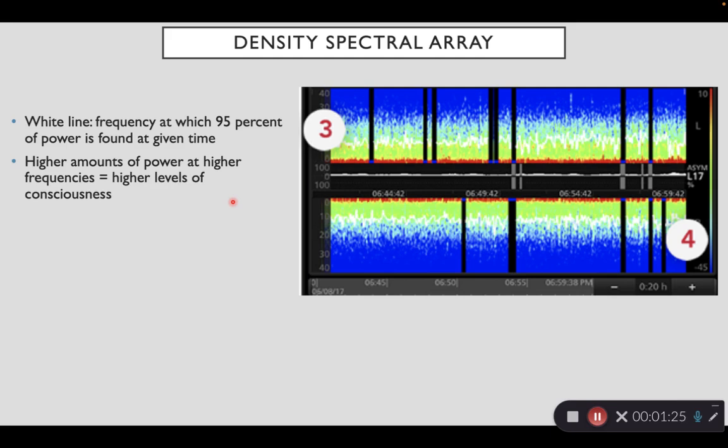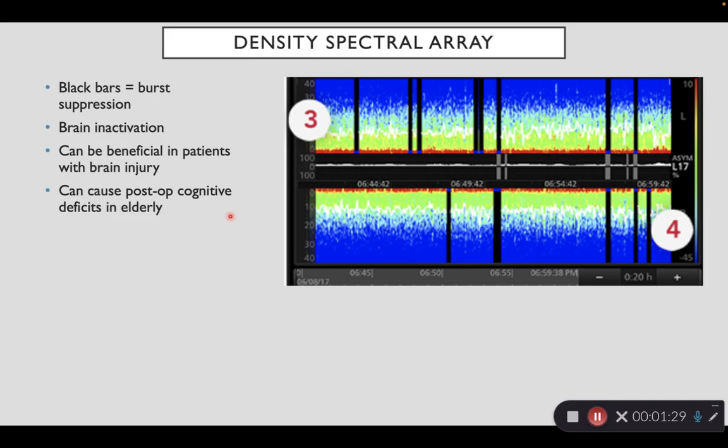Higher amounts of power at higher frequencies correlates with higher levels of consciousness. The final component we'll talk about is these black bars here. This represents burst suppression, and this represents brain inactivation. Now this can be beneficial in patients with brain injury, but can cause post-op cognitive deficits in elderly, and again is a measure for depth of anesthesia.